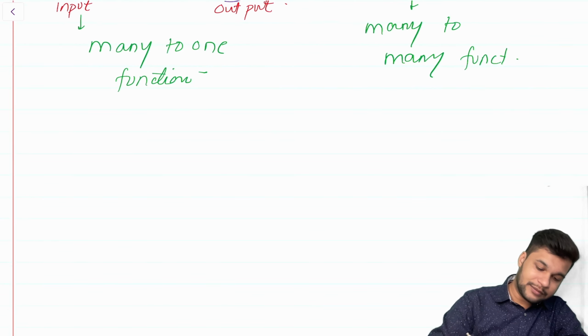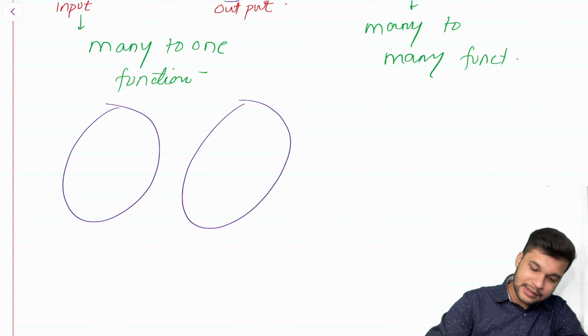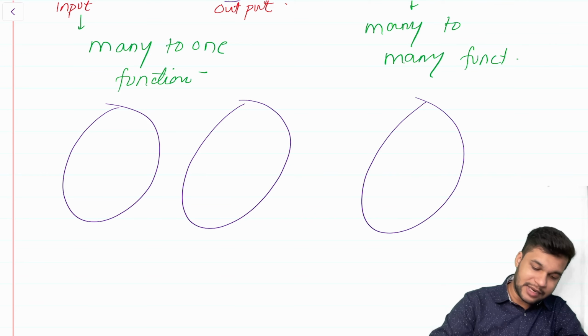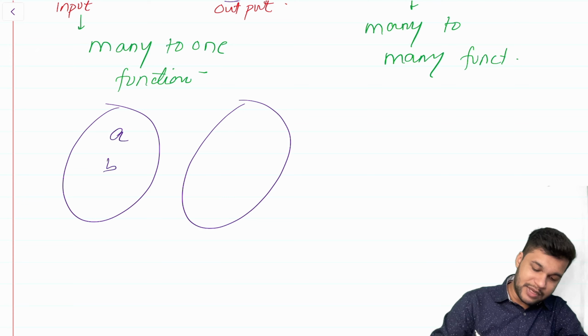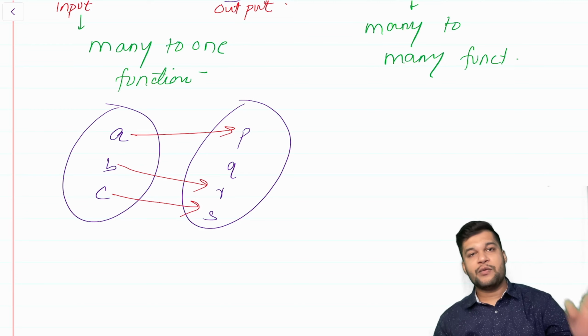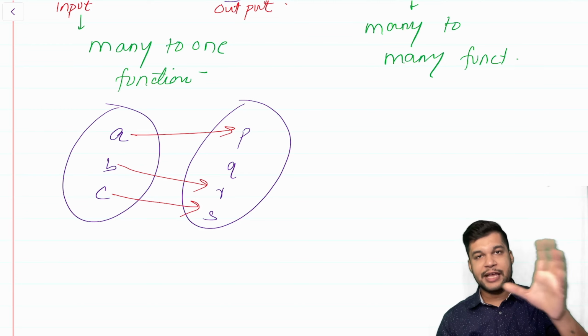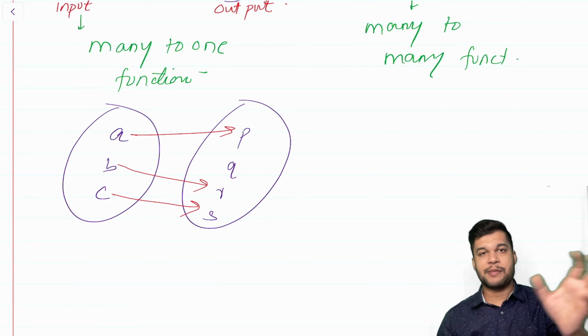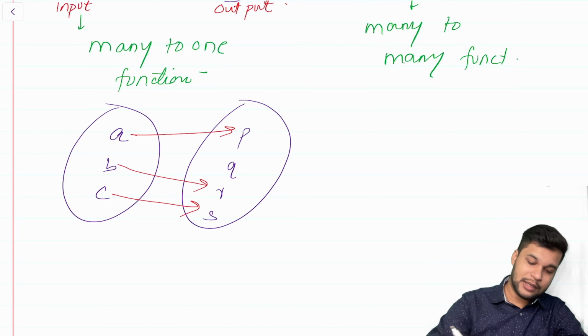You can have a set like this, where you have A, B, C, you have P, Q, R, S, where you have A mapped to P, B mapped with R, C mapped with S. Now you have one input, one output. A is mapped with P, B is mapped with R, C is mapped with S. So this is a one to one function.